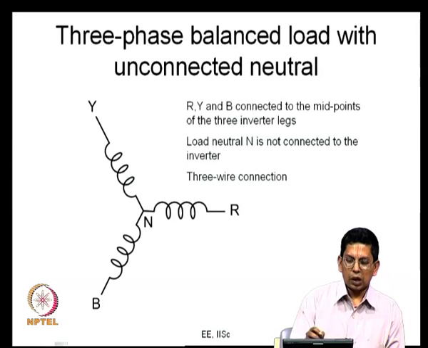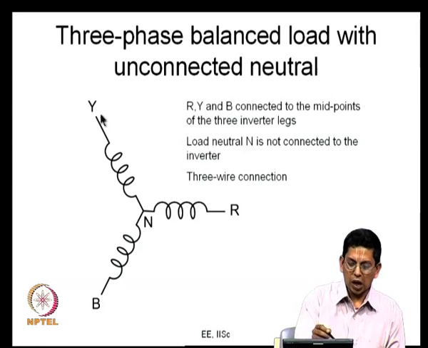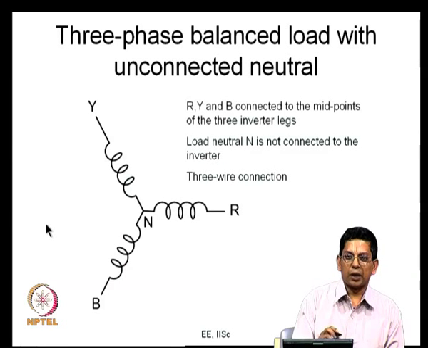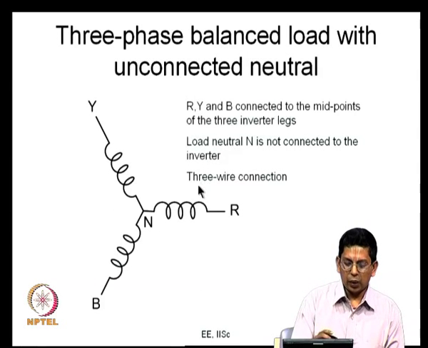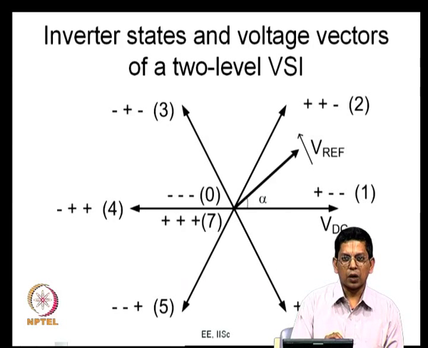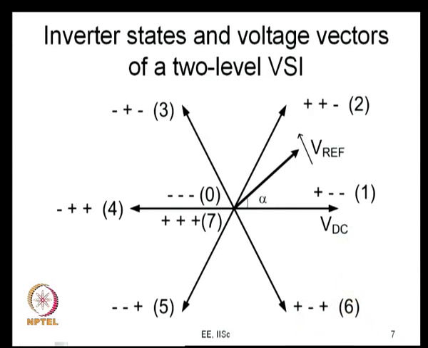So, regarding the load, we have the load R, Y and B connected like this, and the neutral point N is not electrically connected anywhere else except through the windings to these terminals. So, we are looking at a 3-wire connection, that is how the load is now. And in this kind of a scenario, these are the vectors.